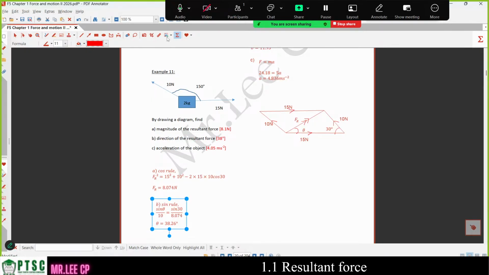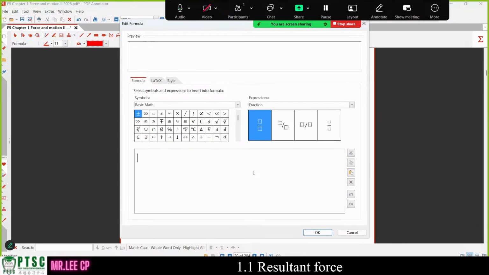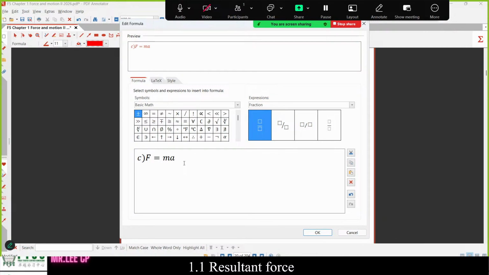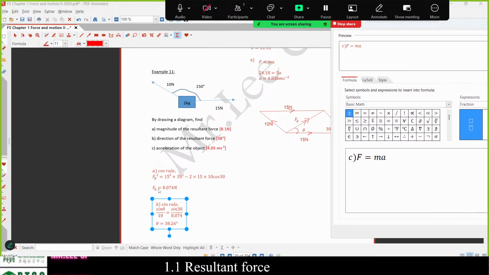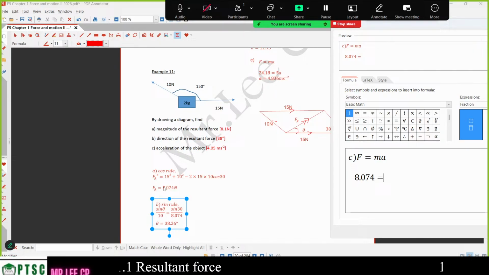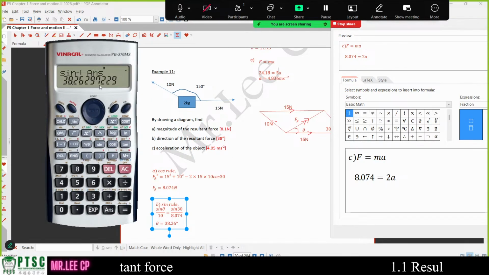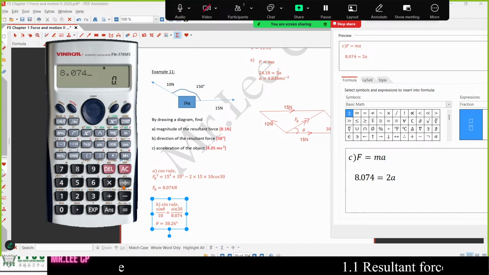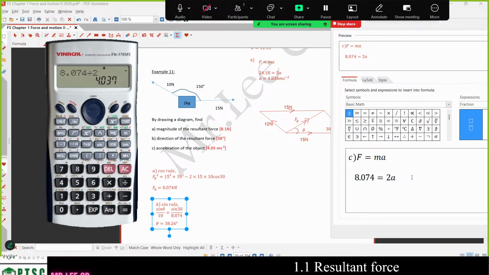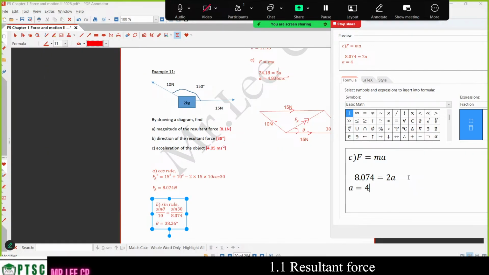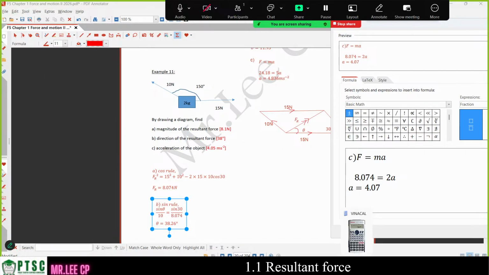Okay, the acceleration finally. See, they will ask you for the acceleration. F is equal to ma. F is equal to ma. The resultant force, how much? We have calculated at 0.07. Is equal to ma. M is 2 kg. Alright, so divide by 2. 0.074 divided by 2, you get 4.037.